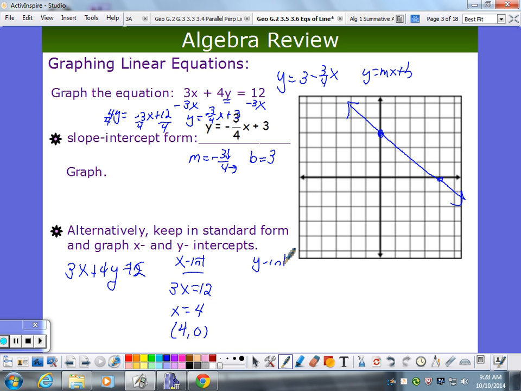To find the y-intercept, your x value is 0, so you set x equal to 0. And so I'm left with 4y equals 12. So y equals 3, the point 0, 3. And I can find 2 points this way: 1, 2, 3, 4, and 0, 1, 2, 3. Just another method. Sometimes it's easier depending on what your equation looks like. So you have choices. All right?